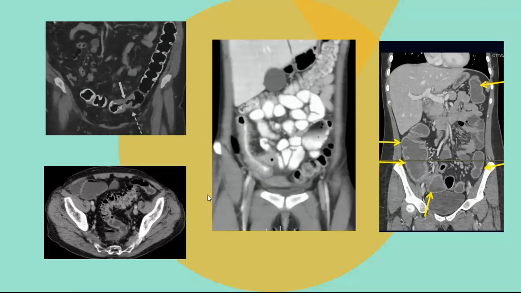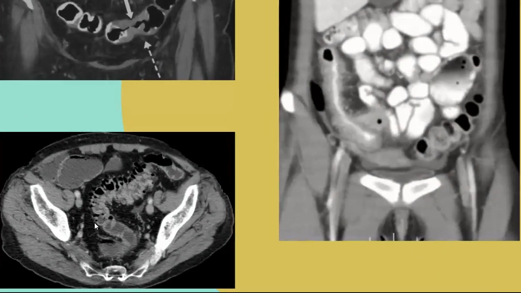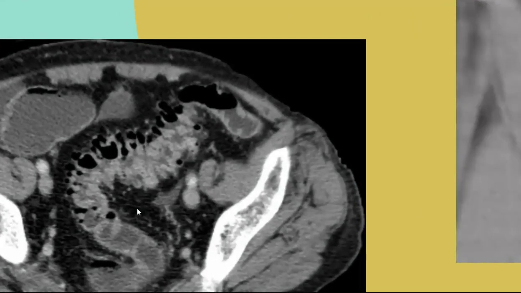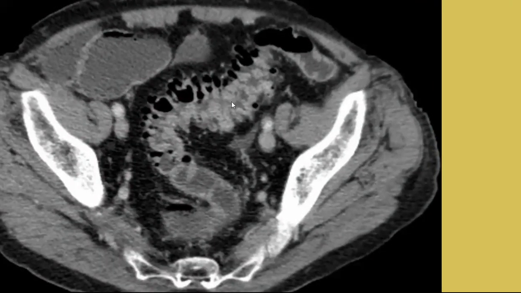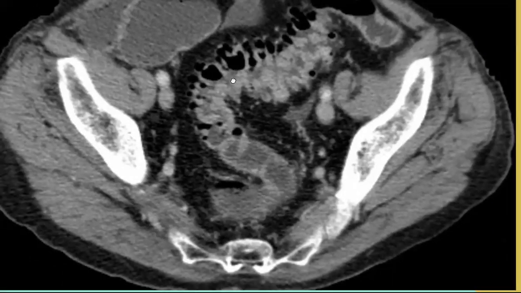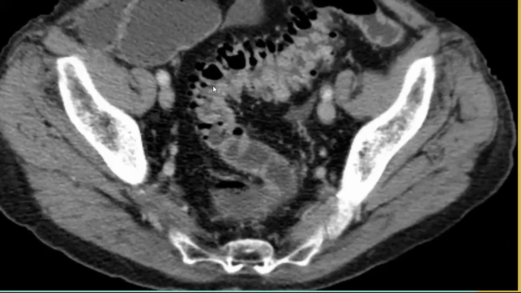Here is a length of disease of the sigmoid colon. It measures about 10 centimeters. You can see it here with low attenuation within the lumen and a thickened bowel wall. In this kind of length, think diverticular disease or ischemia. In this case, the diverticular gave it away.